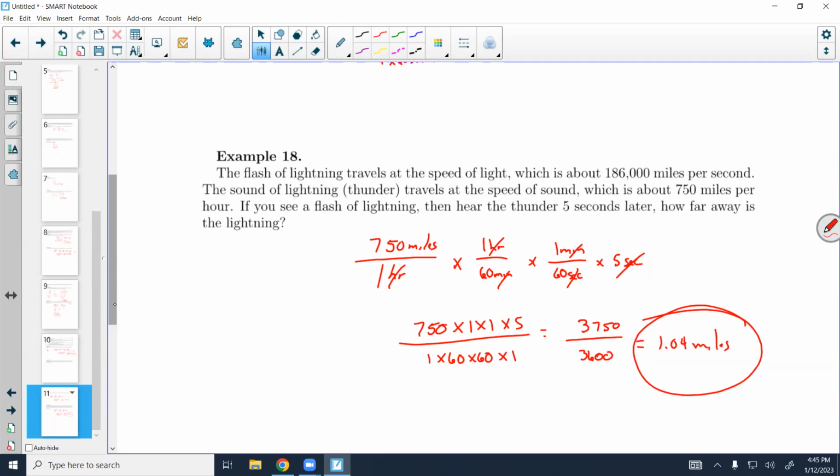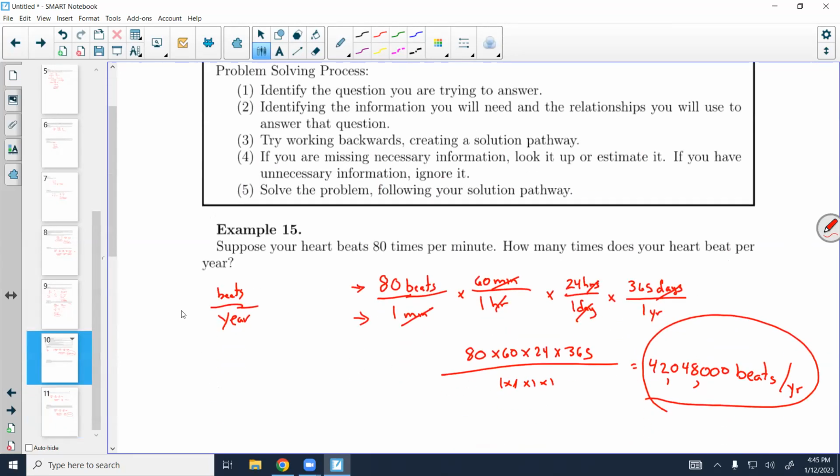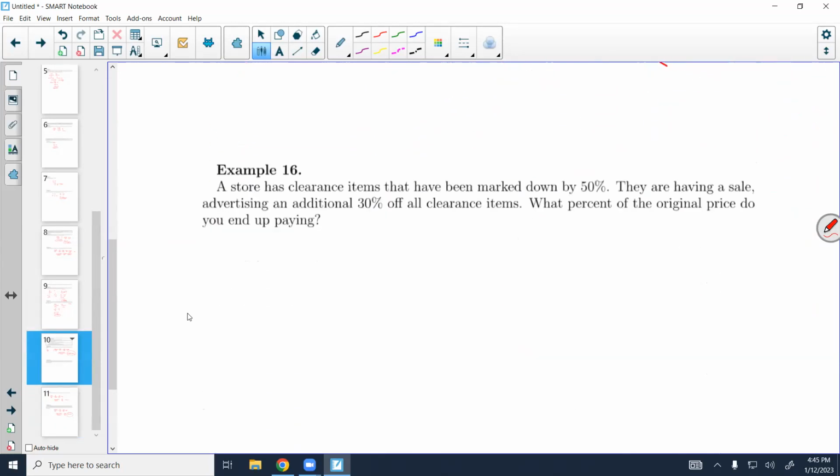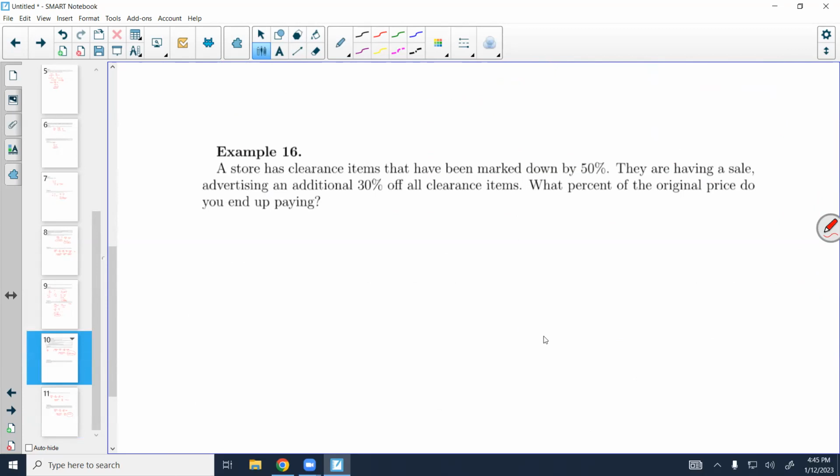Go back to 16. Or did I skip one? Did I skip number 16? Oh, I did, didn't I? Shame on me. Thank you. Because there's a test question like this. I wasn't supposed to tell you that.